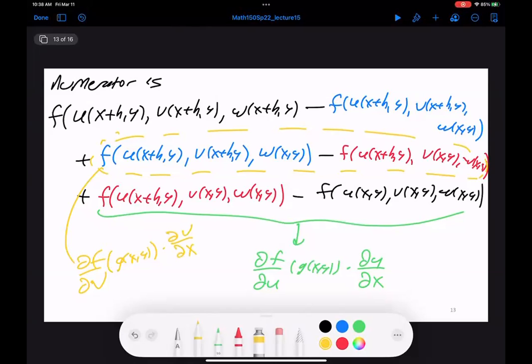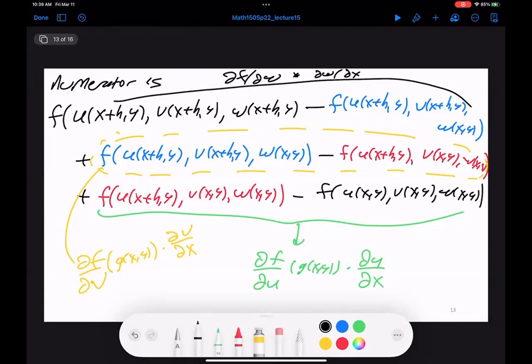And now I just have my very last one. And then this last one is going to just be df dw times dw dx. So this is where the one variable chain rule gets magnified up to several dimensions. We had to subtract 0 in a clever way. And this is why I wanted to switch to the iPad today, because it's just easier to get to all the different colors from it. And the more colors you can see, the more you can really see what's going on.